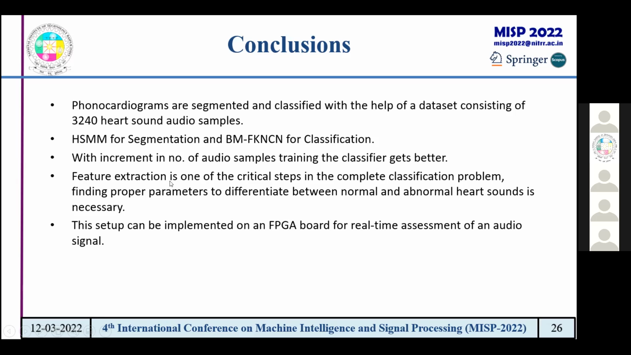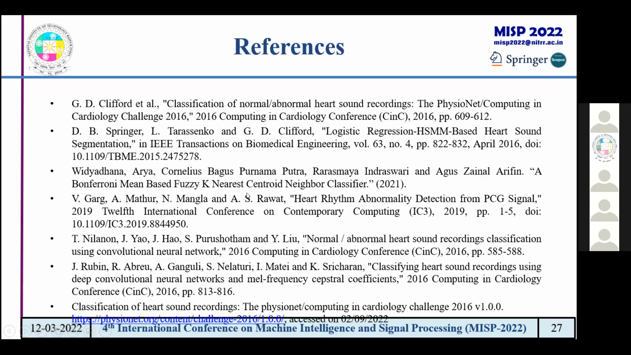For feature extraction, I compared each of the features with the box plot of normal and abnormal heart sound recordings. We can try multiple ways of feature extraction, like taking the ratios of 2 parameters or the difference of 2 parameters. Further to this analysis, I wanted to take it to a hardware implementation on an FPGA board, so that real-time prediction can be done. These are the references.